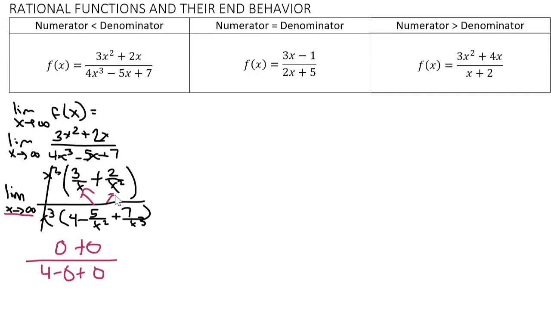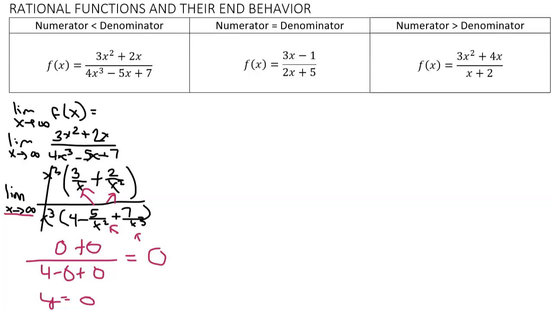Same thing here, here, and here. All of these terms approach 0 as x approaches infinity. So that leaves us with an overall limit of 0. And since the limit as x approaches infinity is 0, we know that we have a horizontal asymptote at y equals 0. Now we could repeat this process for x equals negative infinity, and we would get the same result because 0 can't be positive or negative.